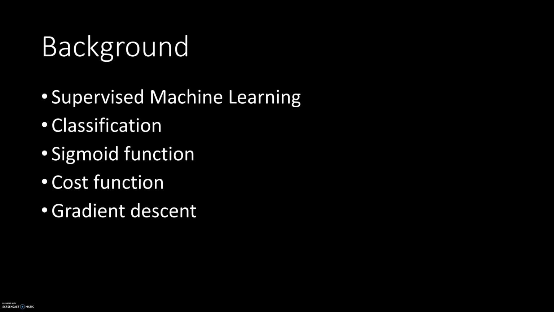Logistic regression is a machine learning model that is used to solve classification problems in the context of supervised machine learning. Some of the things that we need to know are what a sigmoid function is, what the cost function used for training logistic regression is, and how we use gradient descent to train the logistic regression model. And we will learn some of this in this video.